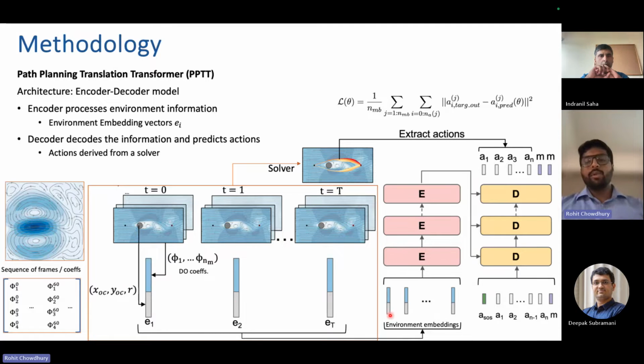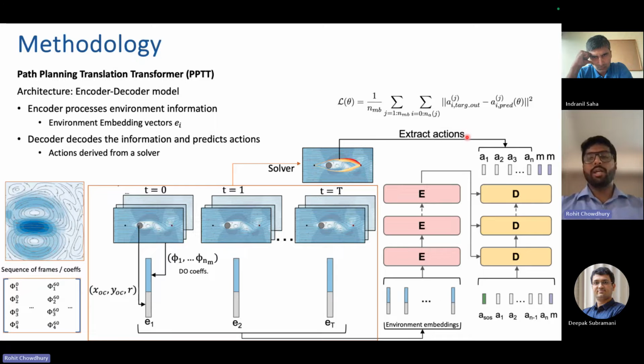And then we use a sequence of these environment embeddings that are fed into the encoder. Now, as far as the actions are concerned, for this dynamic flow, we call upon our old solvers and get our expert trajectories, and then process these expert trajectories to extract out the sequences of actions that would lead to these trajectories. And so we have a sequence of environment embeddings and we have a sequence of actions, and this encoder decoder model is simply trained on this data.